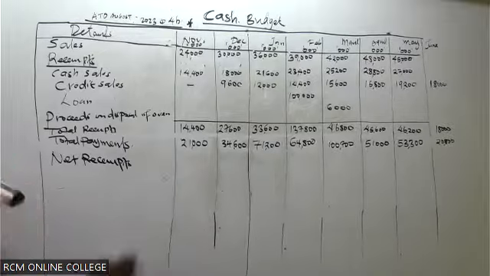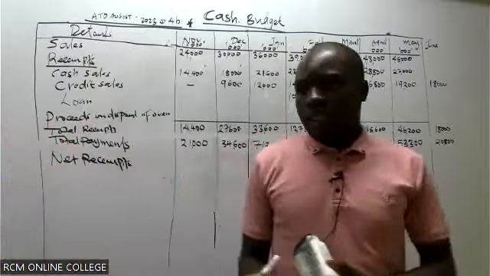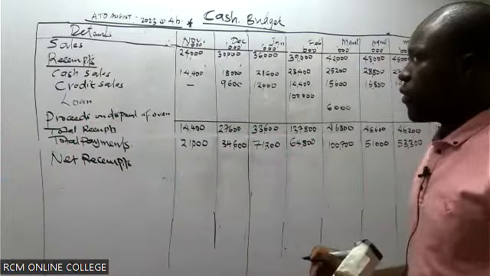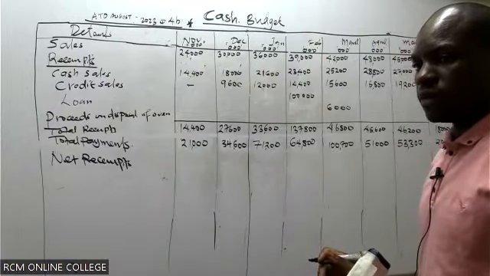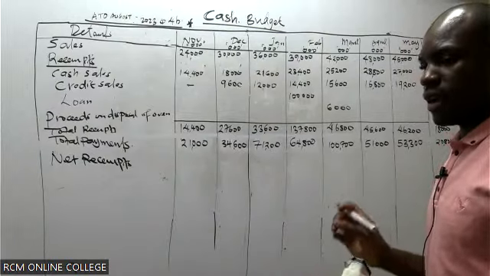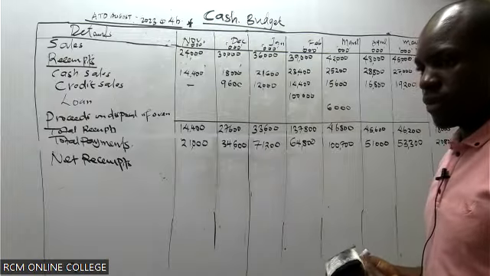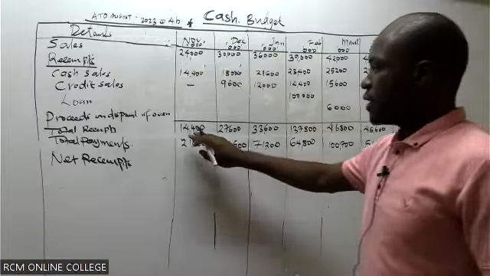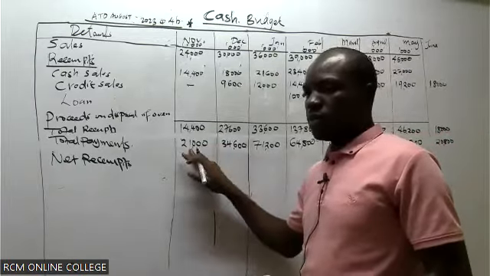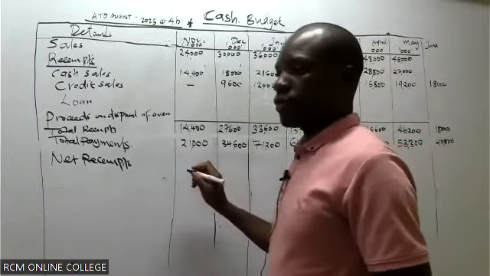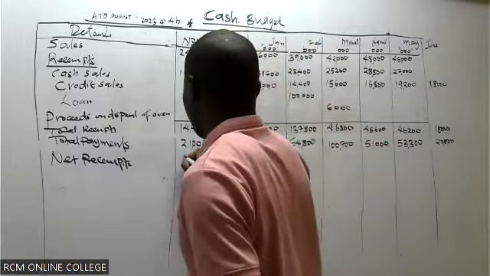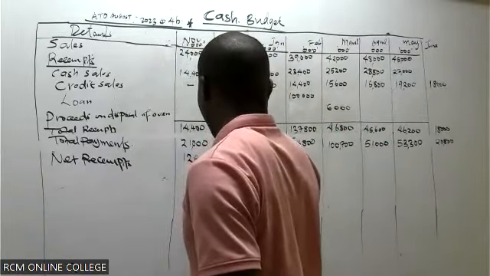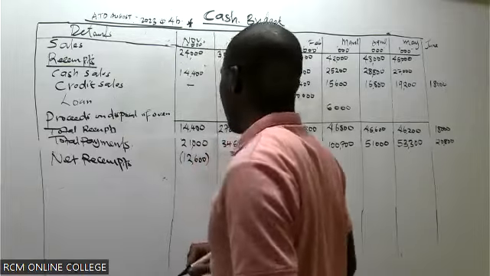So hapo tunakuwa na ngapi? The first one tunakuwa na ngapi? Net receipts for November. Tufanye haraka kidogo please. Fanya haraka kidogo. The difference, this one minus this, tutapata ngapi? 12,600. Of course it is. They spent more than whatever they received.